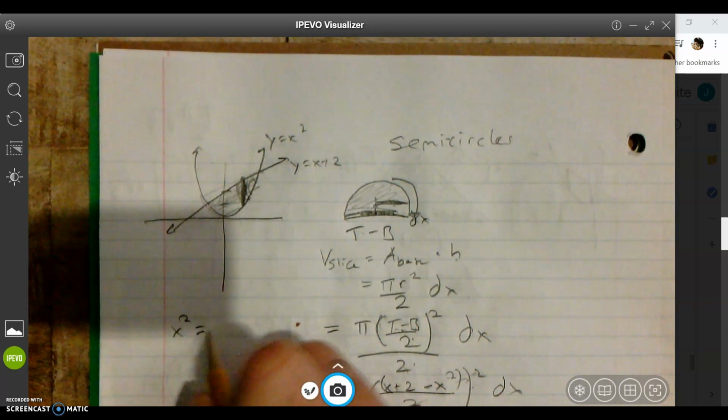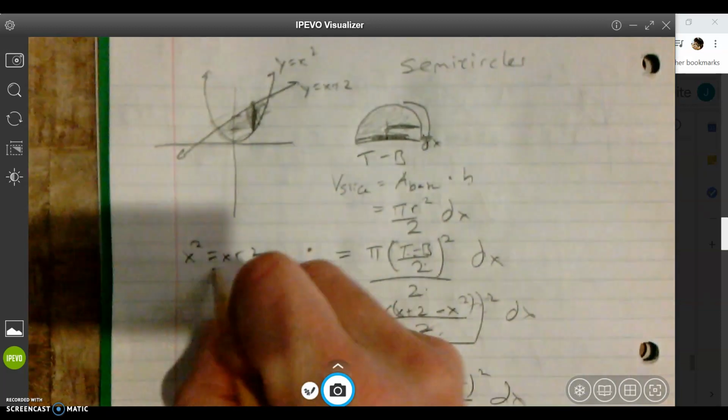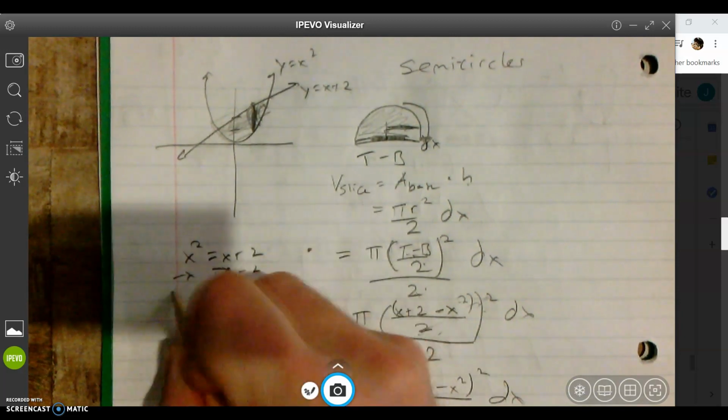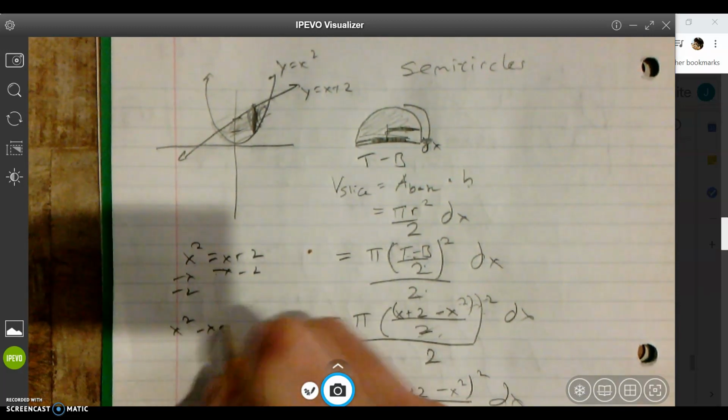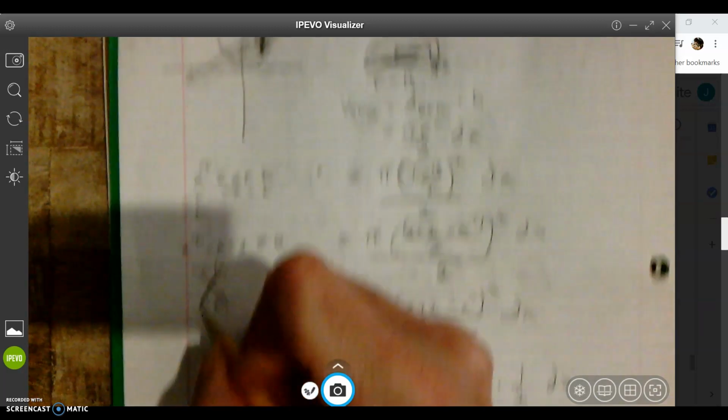Yeah, x squared equals x plus 2. You set the equations equal to each other. Looks like a quadratic, so I'm going to set it equal to 0. x squared minus x minus 2 equals 0. Negative 1, negative 2. Can you see that?